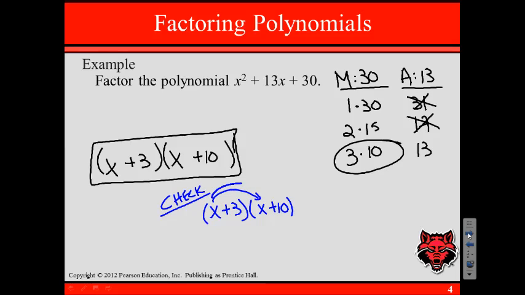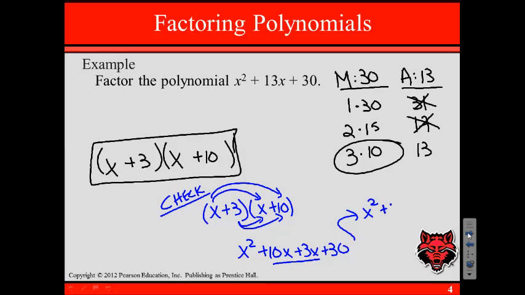So we draw our FOIL lines: first, outer, inner, last. The first is x squared, outer is 10x, inner is 3x, last is 30. We combine our like terms, and this becomes x squared plus 13x plus 30, which is exactly where we started. So we know we factored correctly, and x plus 3 times x plus 10 is the answer.